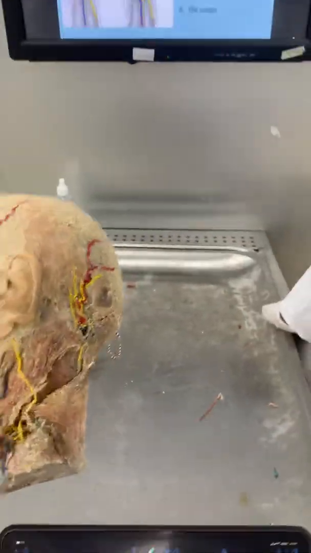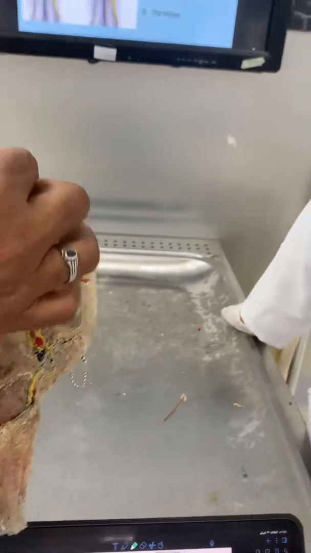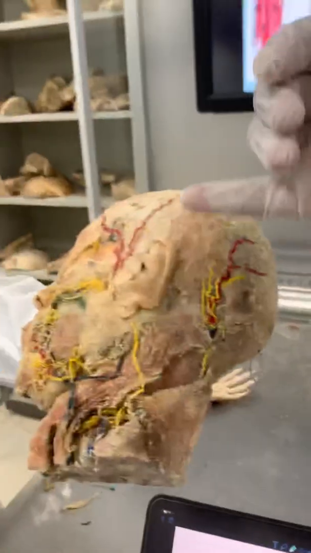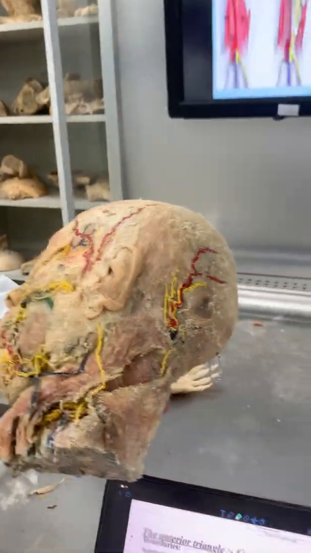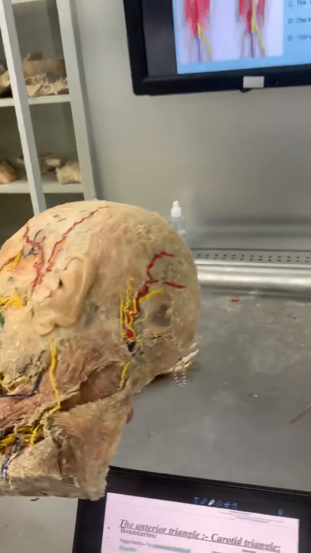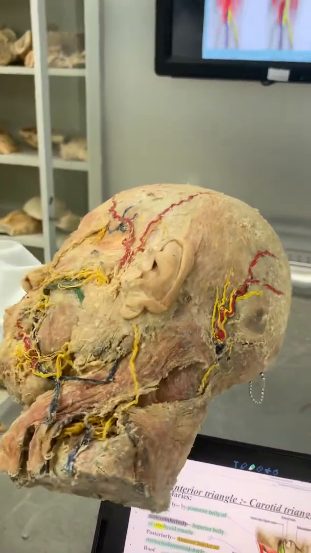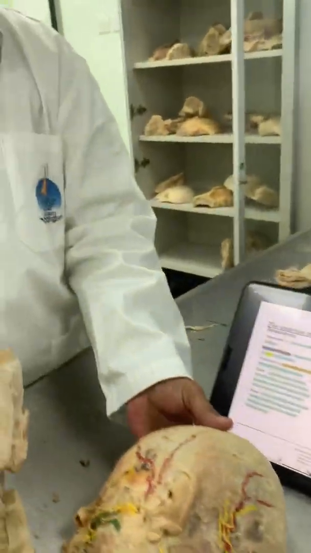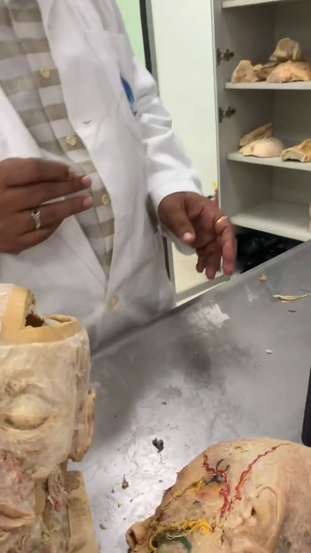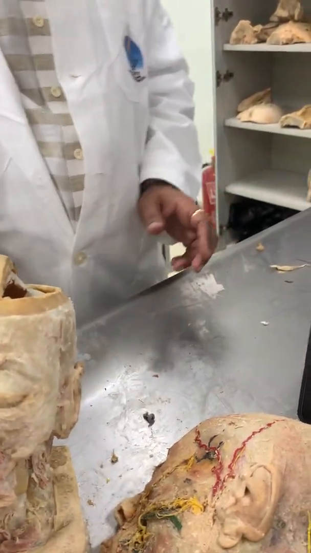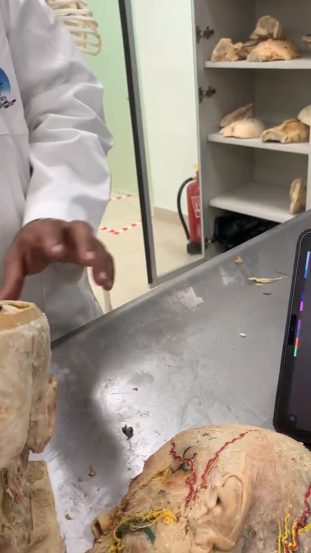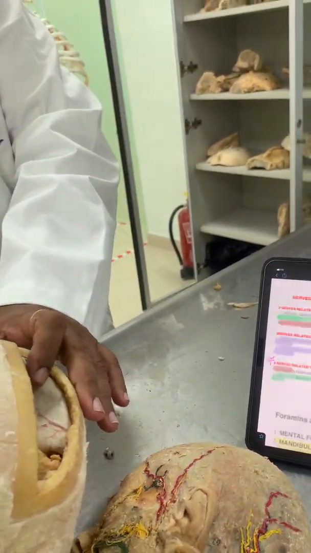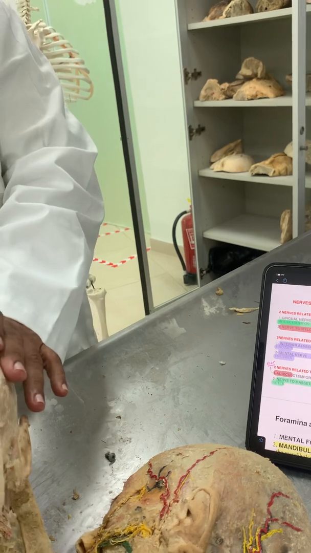This is the superficial temporal artery. See, all these are branches supplying the scalp.